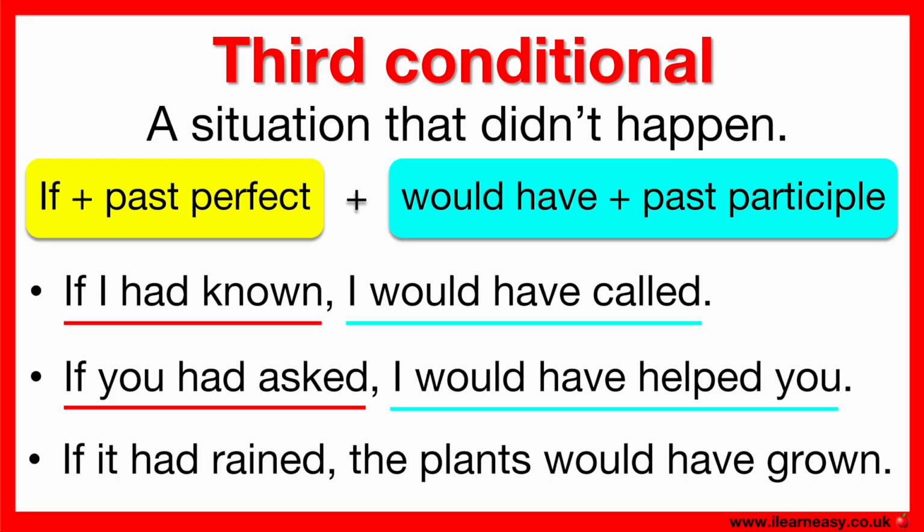If it had rained, the plants would have grown. Again, this situation didn't happen. The if clause comes first, followed by the main clause. The if clause follows the structure if plus the past perfect, and the main clause follows the structure would have plus the past participle.